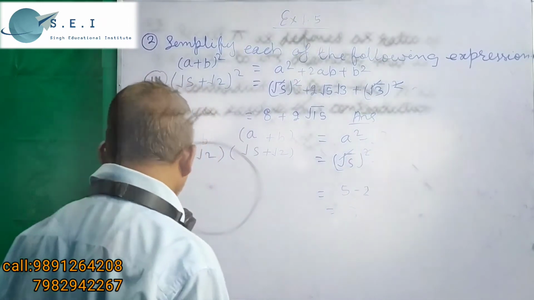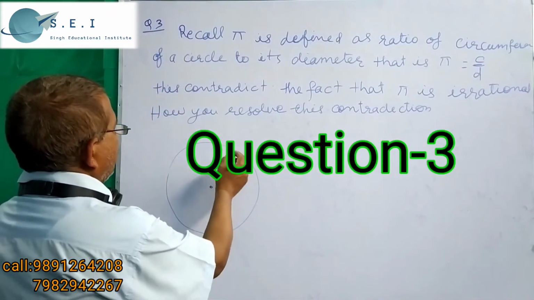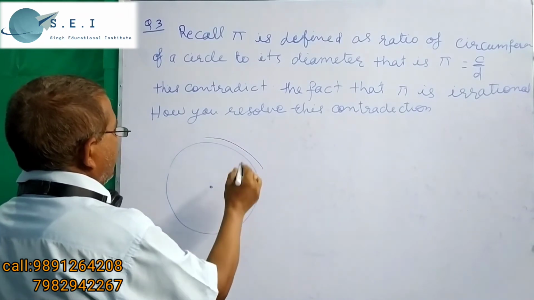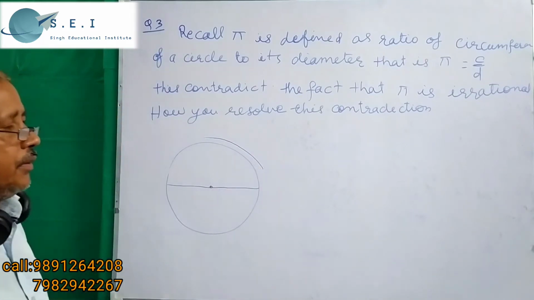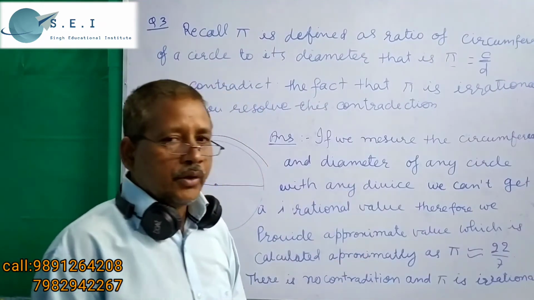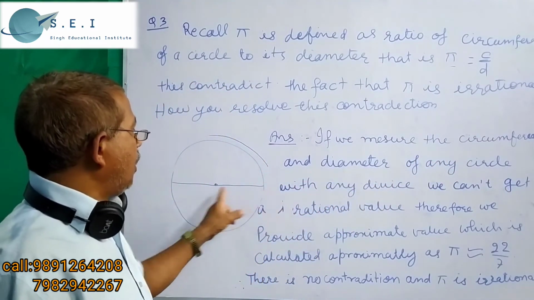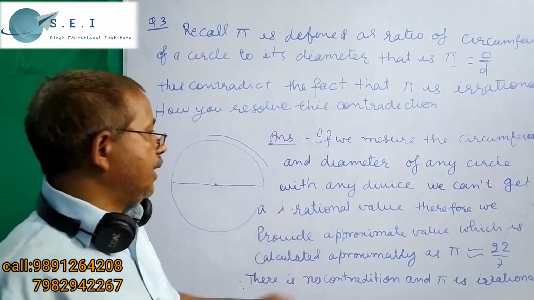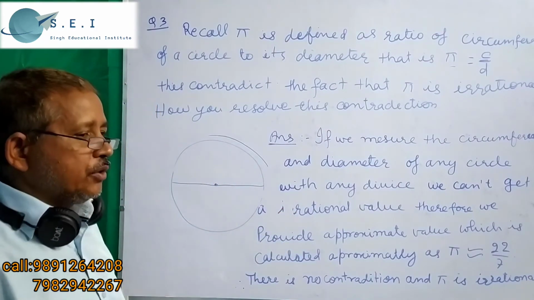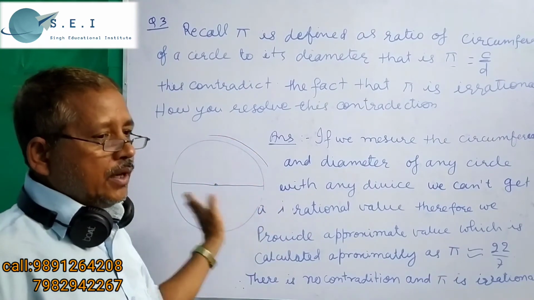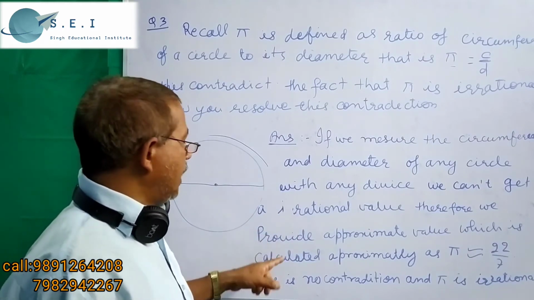To understand that pi is irrational, think of a circle whose circumference is given and diameter is also given. Divide the circumference by diameter, which is termed as pi. If we measure the circumference and diameter of any circle with any device, we cannot get a rational value. It means circumference and diameter itself is irrational. Therefore, their ratio cannot be rational.